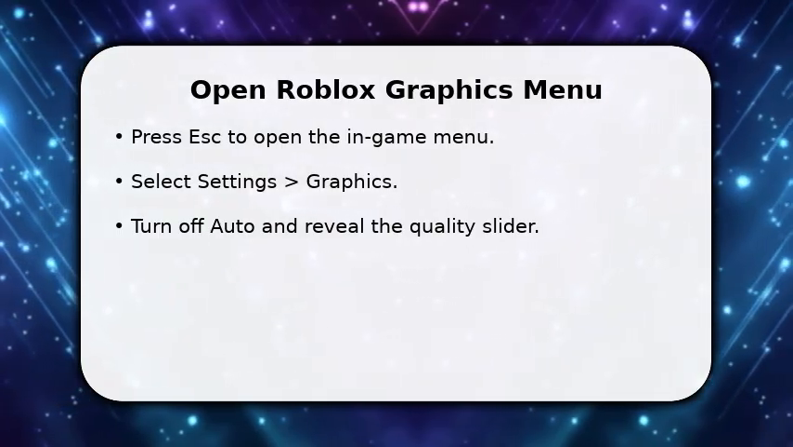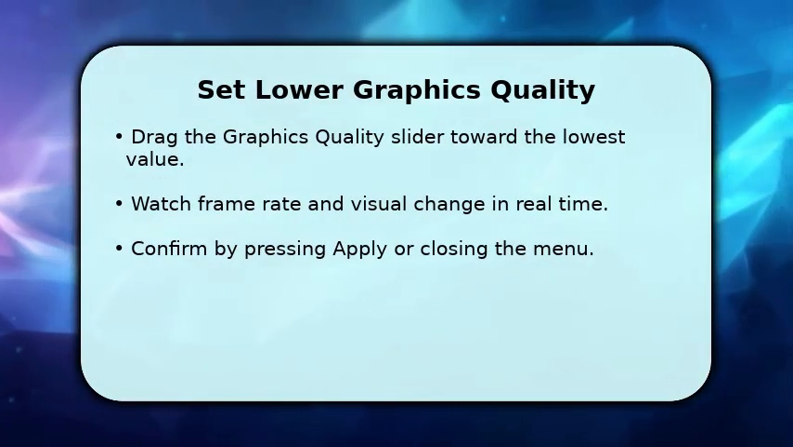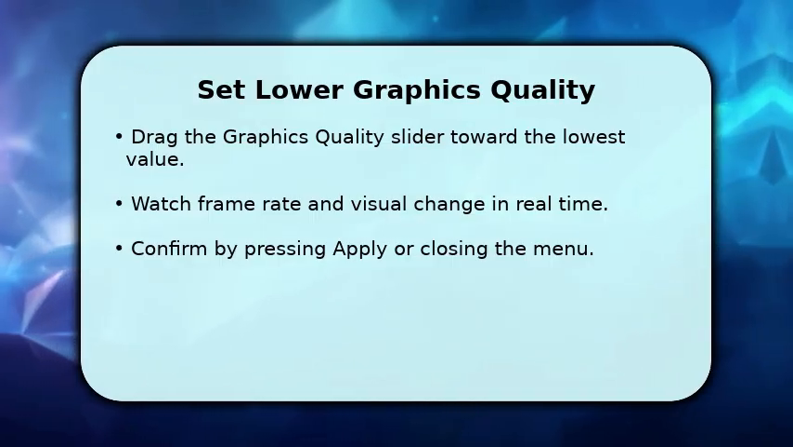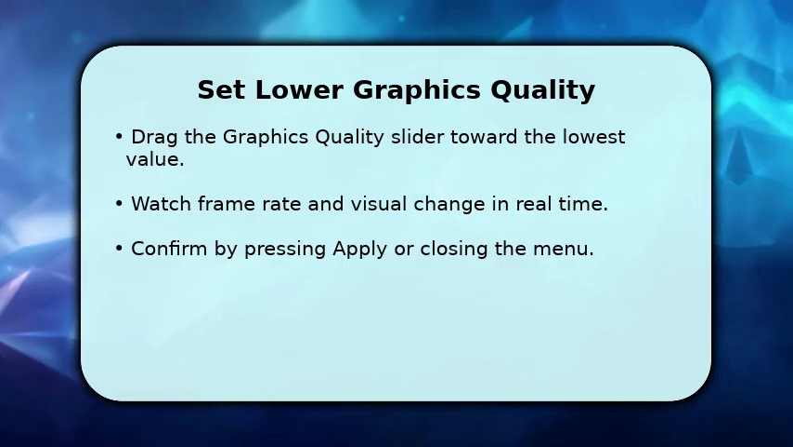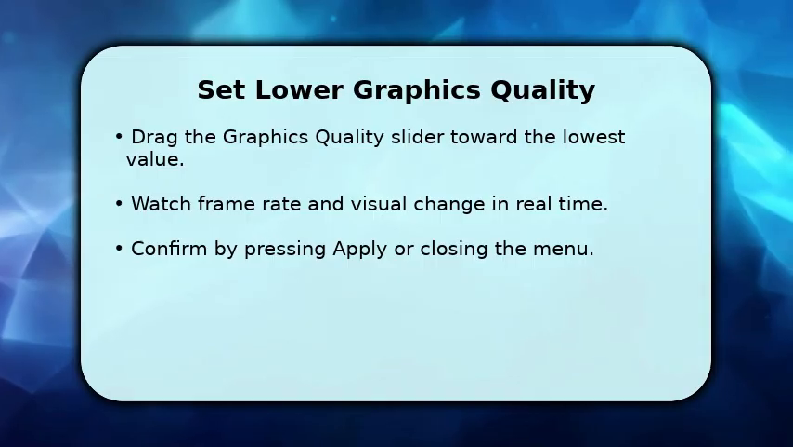You now drag the Graphics Quality slider down to reduce rendering resolution and detail. Move it stepwise and observe how visuals and frame rate respond. Lower values remove textures, reduce shadows, and effectively drop internal resolution to improve performance.